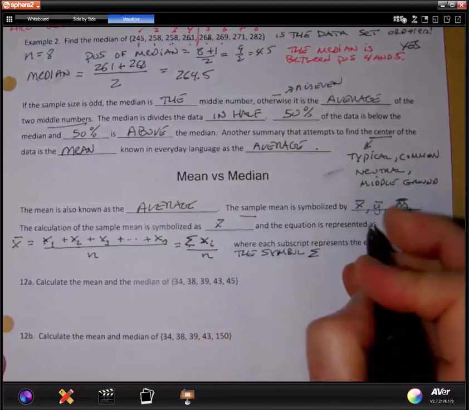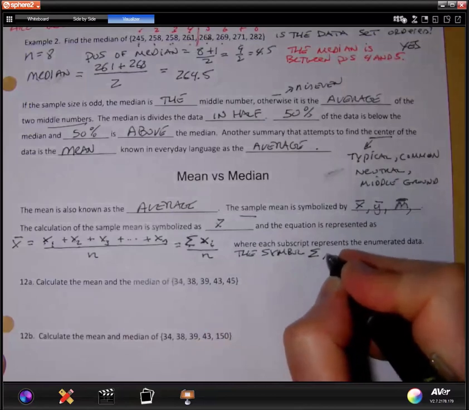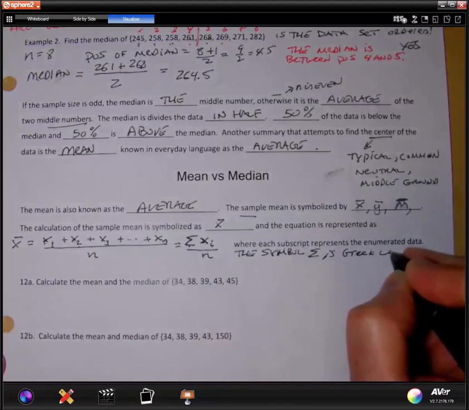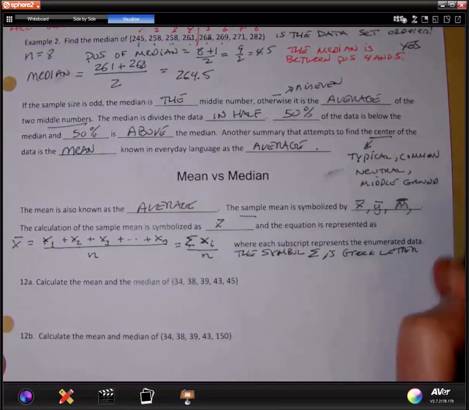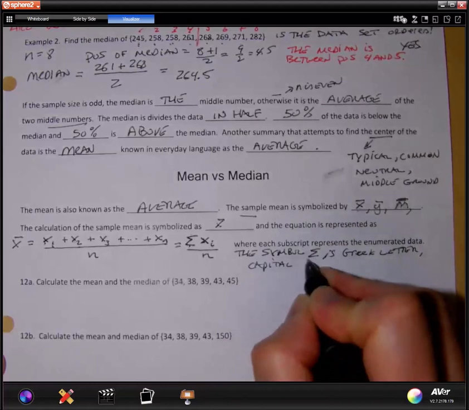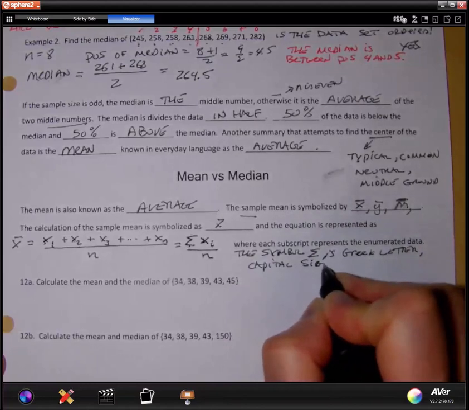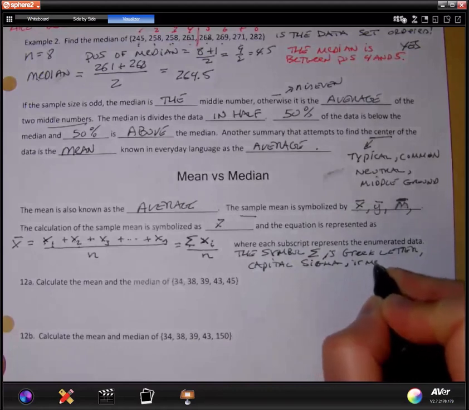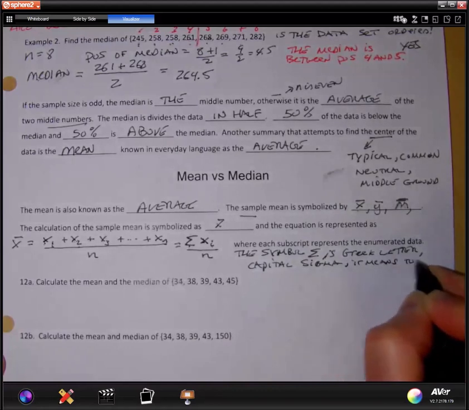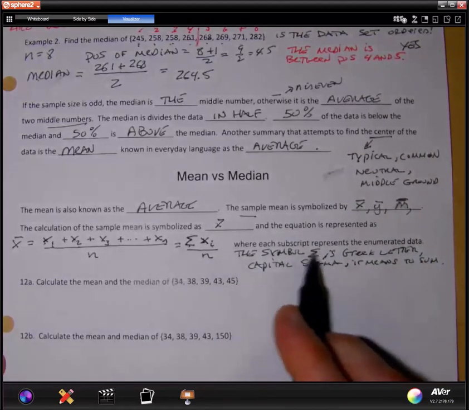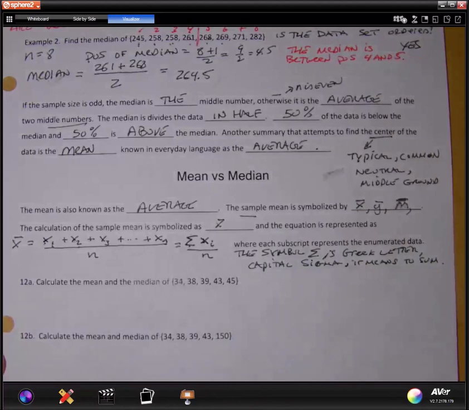The symbol, this thing, is a Greek letter, capital sigma. And it means to sum. That is what that symbol represents. And you see sometimes software with that symbol on it just means that it's about to add your data values.